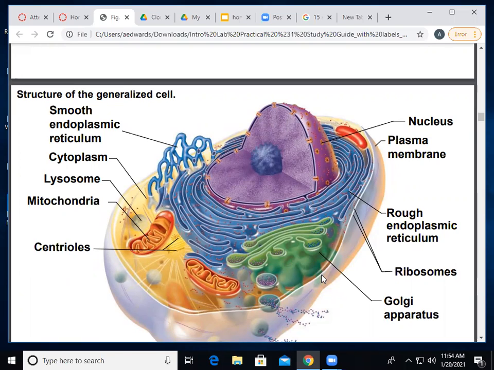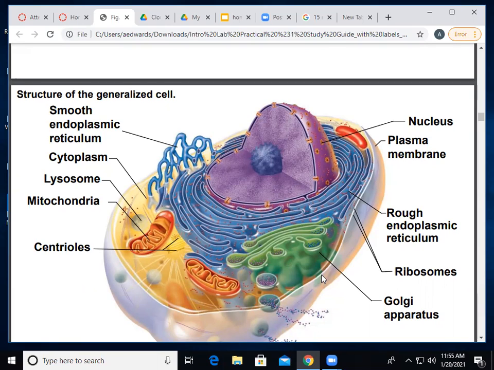The cell membrane or plasma membrane surrounds the cell. Rough endoplasmic reticulum has ribosomes. Smooth endoplasmic reticulum does not. So if you see that around the nucleus, the one that has dots on it is rough endoplasmic reticulum. The one that does not is smooth. Proteins are made at ribosomes.